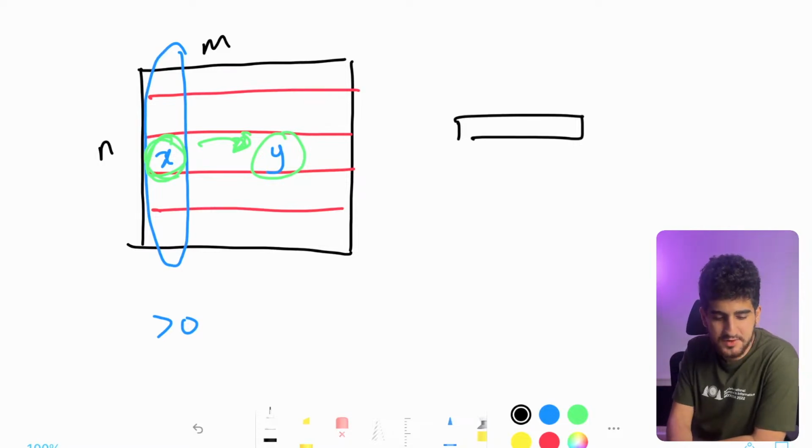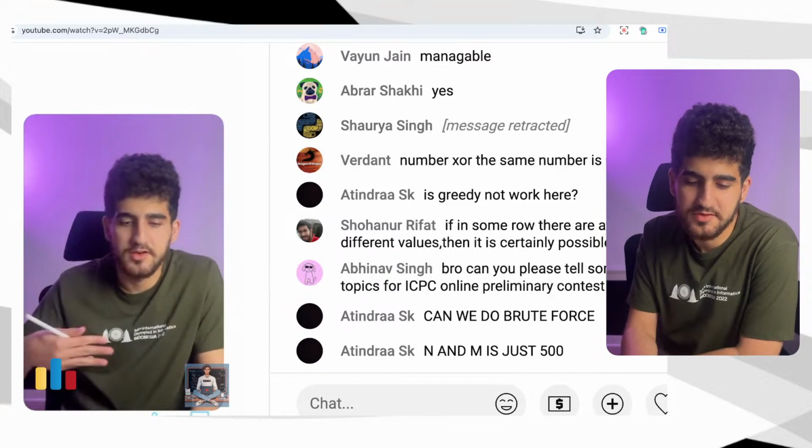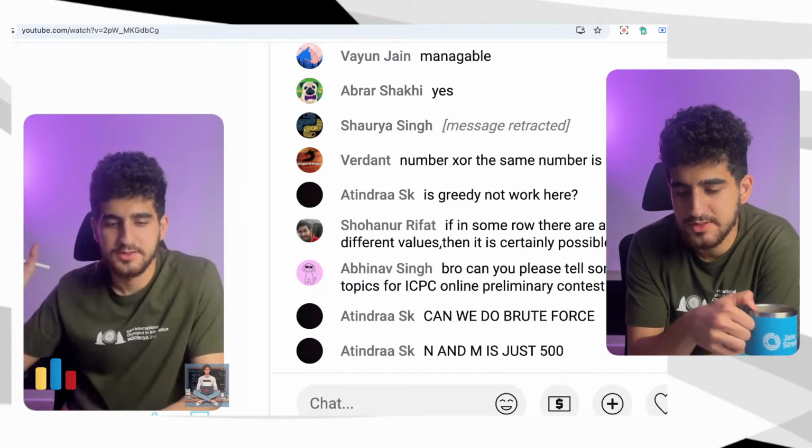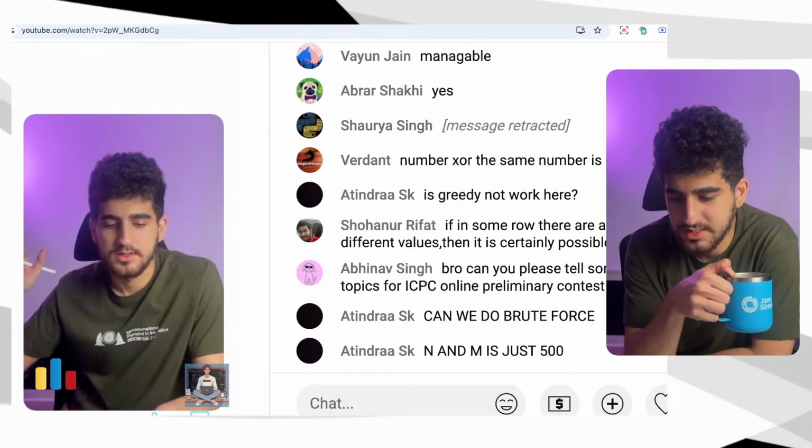Is it clear? It was some sort of greedy approach. But the point is that we had to look at this problem with binary representation.